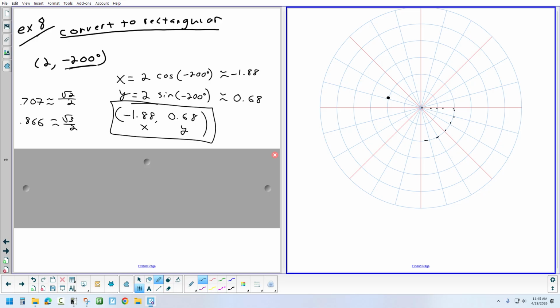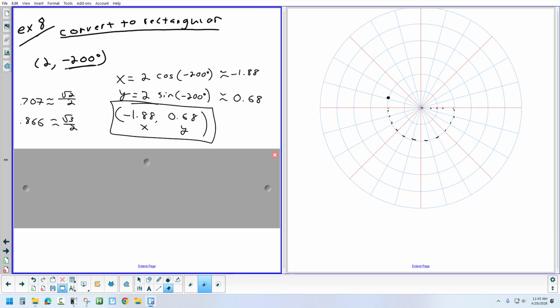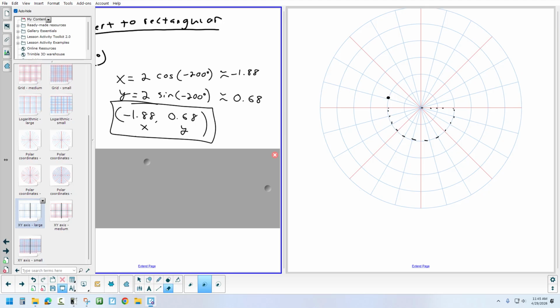Well, if I go halfway, how much is that? 180. Each line here is 15. So this brings me to 195. And then I just went a little bit past 195. Does anybody think that this point is in the wrong spot? 2, negative 200. So what I'm going to do now is keep that point right where it is, but change the grid behind it to be rectangular instead of polar. And let's see if it looks like it's at those coordinates.